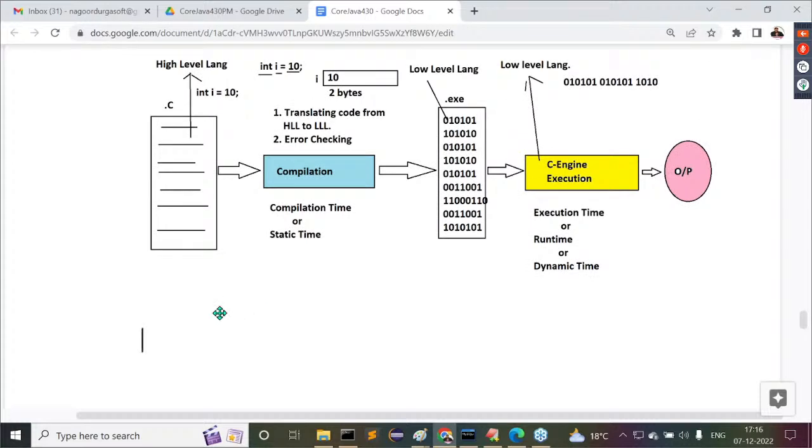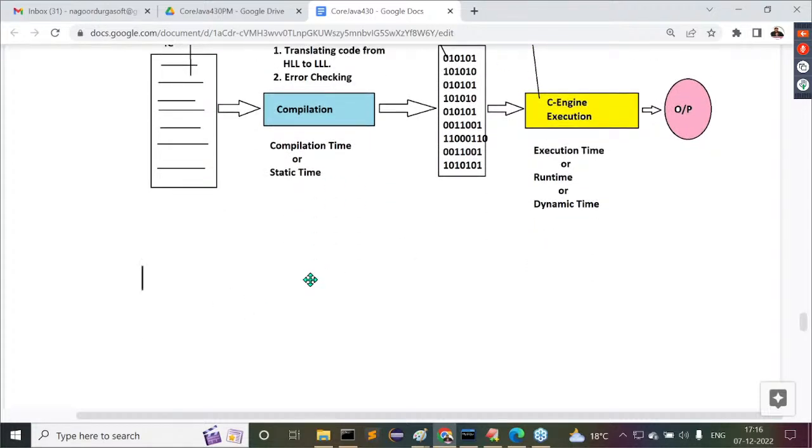If any of your friends or anybody else outside asks you, tell me what is the first difference between Java and C, C++? If they ask this question, what's your response? What is the first point here? C and C++ are static programming languages, but Java is a dynamic programming language. How can you say C and C++ are static?